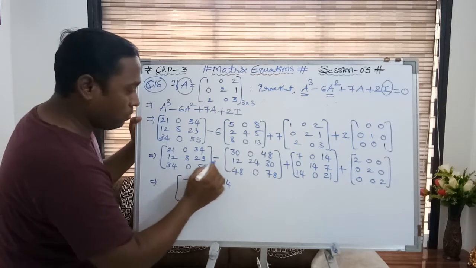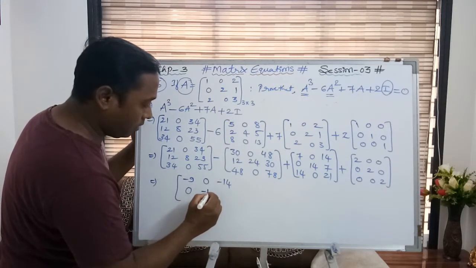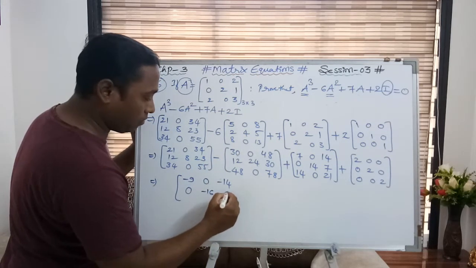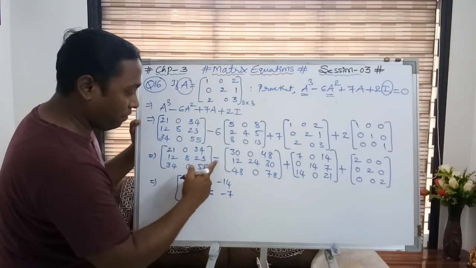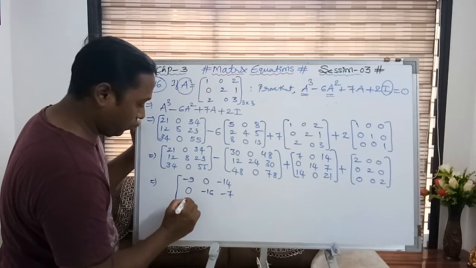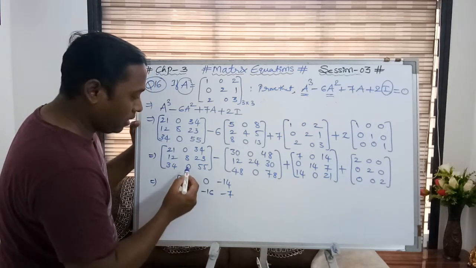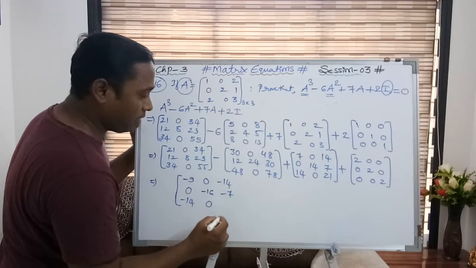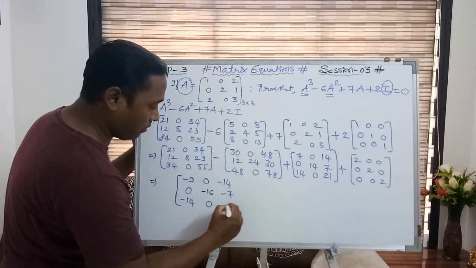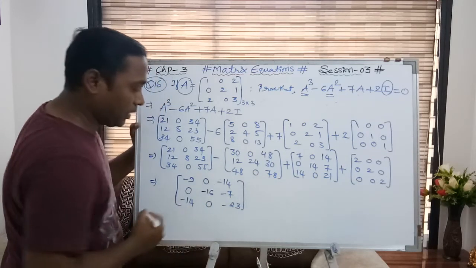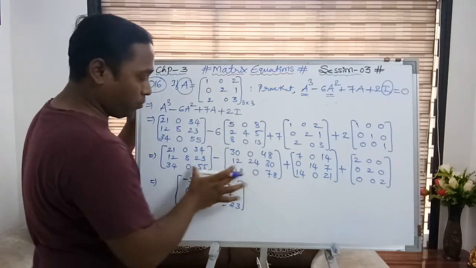8 minus 24, minus 16. 16 minus 16, 0. 23 minus 30 is minus 7. 34 minus 48, already we have done this, that is minus 14. 0 minus 0 is 0. 55 minus 78, 8 minus 5 is 3, 7 minus 5 is 2, minus 23. Now this part is done.